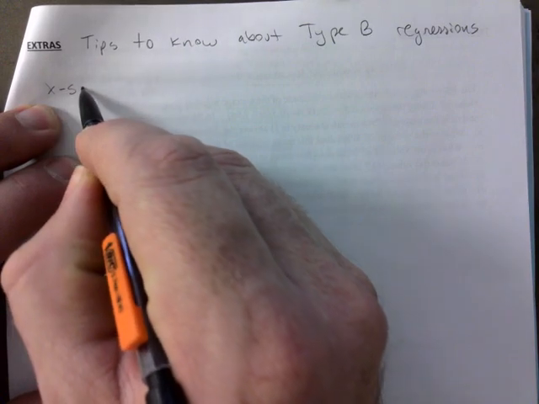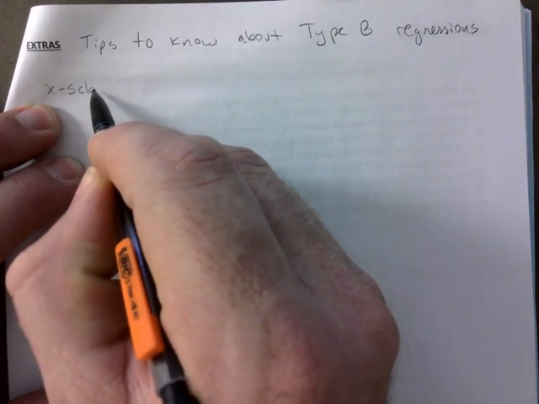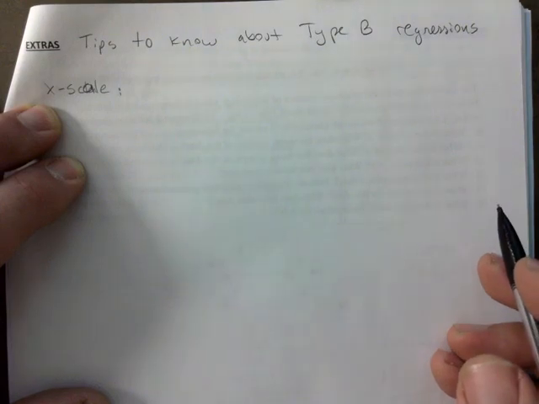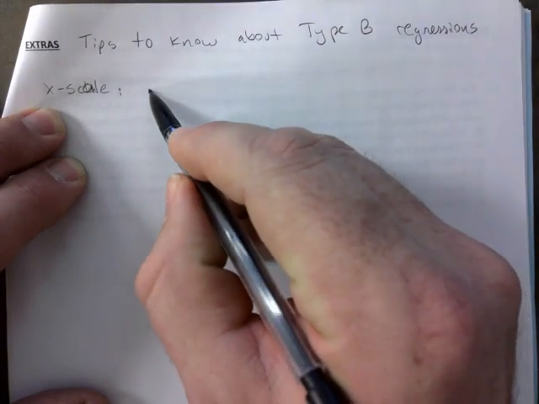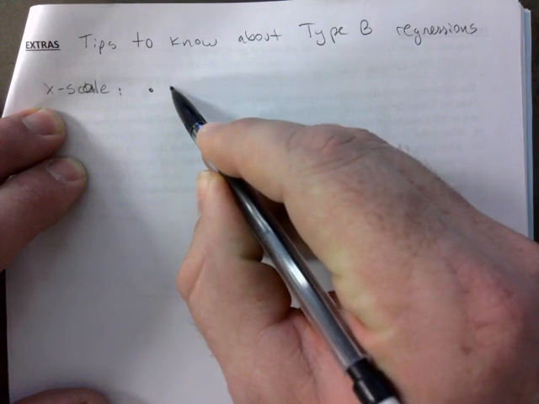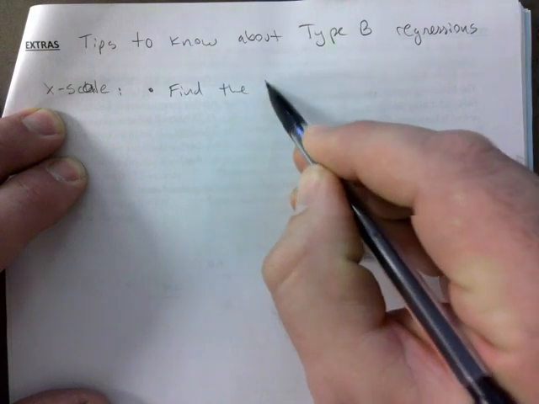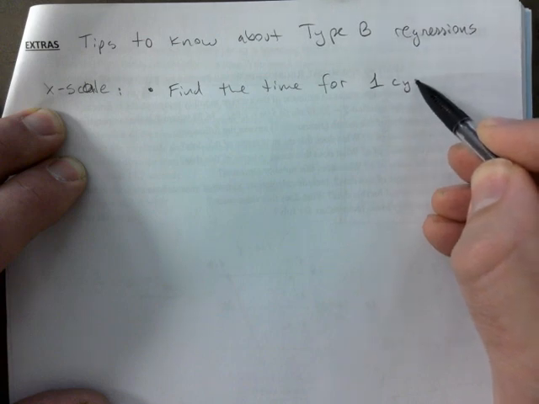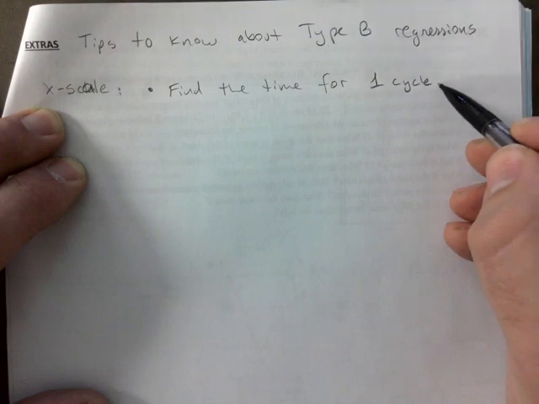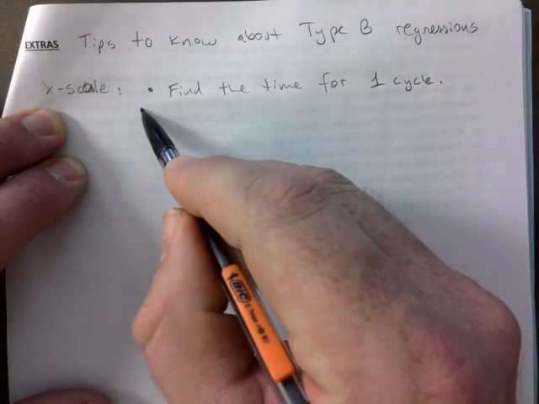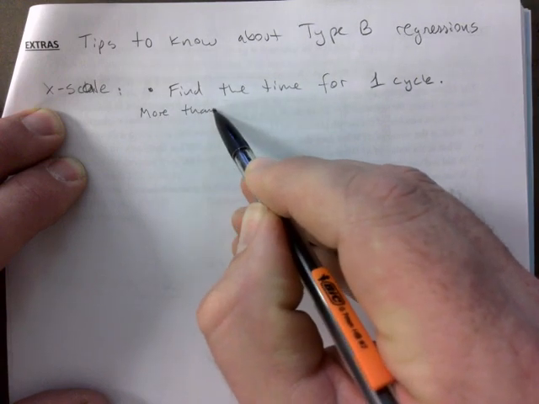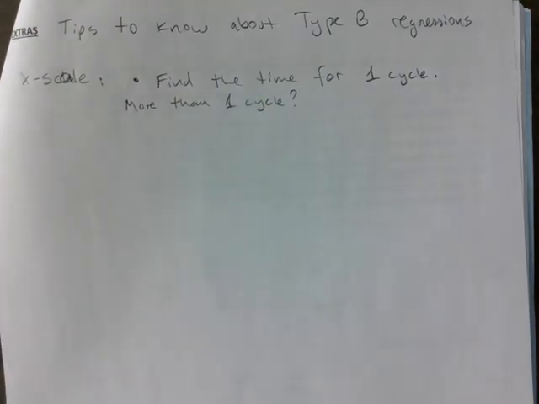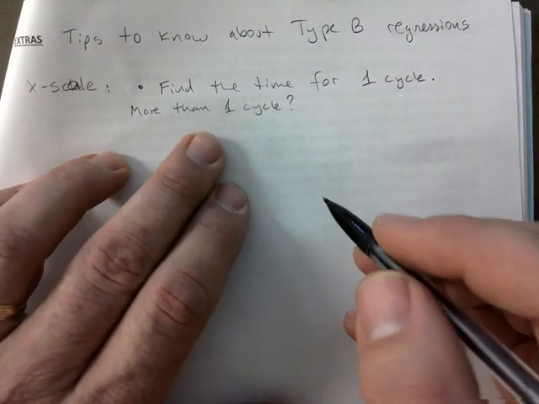You want to determine the X scale. For the X scale, you've got to find the time for one cycle. If you have more than one cycle, if it ever comes to the point where you have more than one cycle, all you need to use is this formula, right?